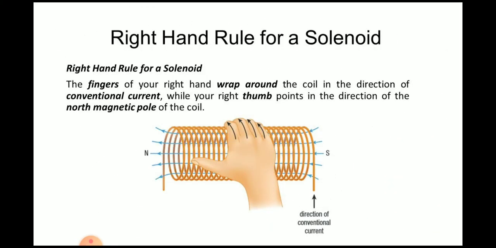The fingers of your right hand wrap around the coil in the direction of conventional current, while your right thumb points in the direction of the north magnetic pole of the coil.